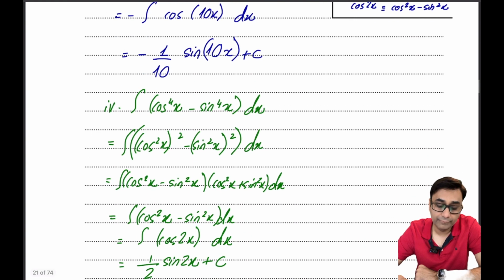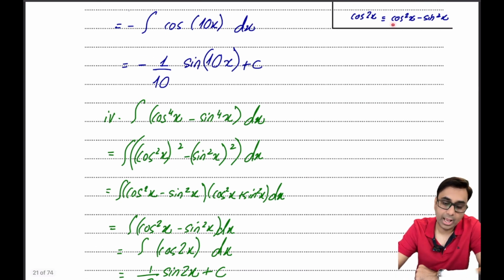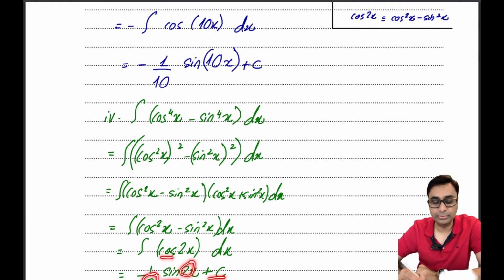I will recall a very basic trigonometric identity, that is cos square x plus sine square x is equal to 1. So this just goes away, and then I have to integrate cos square x minus sine square x. By using the double angle formula, cos square x minus sine square x becomes cos 2x. And then I can integrate it as 1/2 sine 2x. Cos integrates as sine divided by the coefficient of x, and then plus c, the constant of integration.